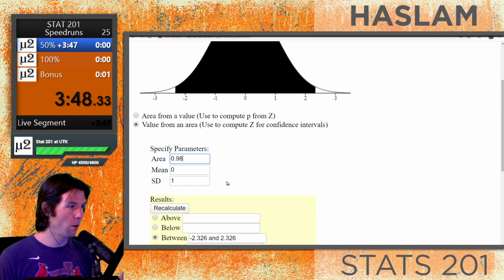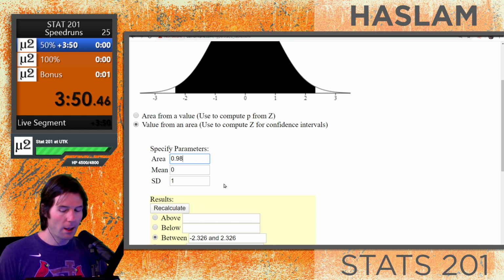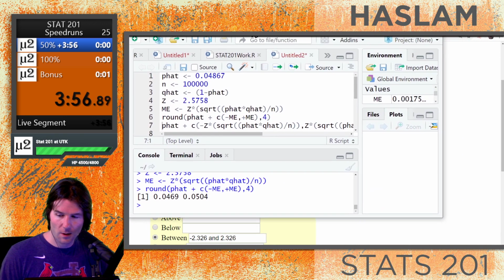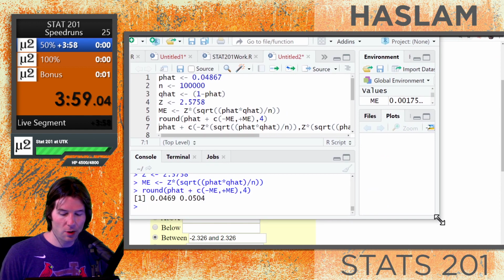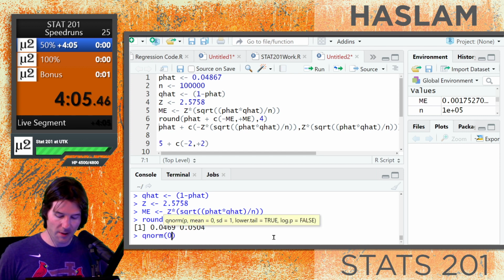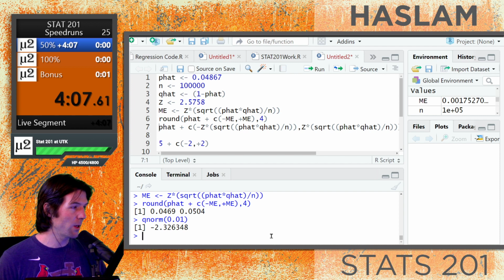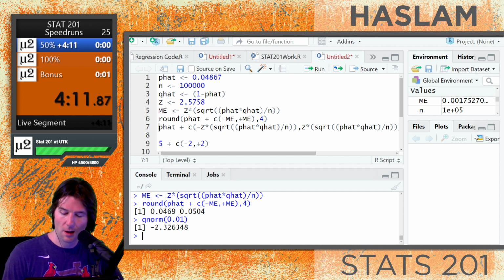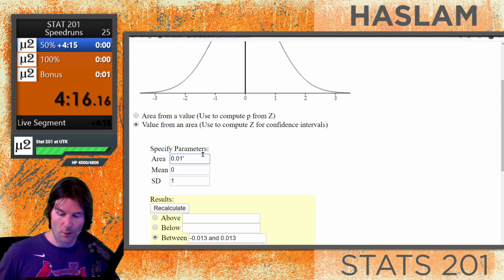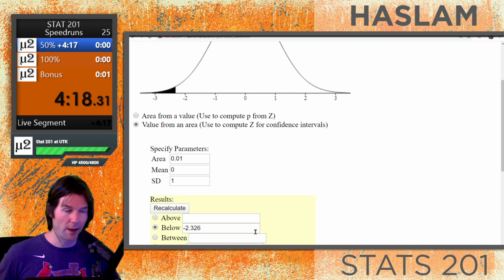You guys have seen me use code in the background before where I do it in R. If you were ever wondering why Brian often codes this in R, I'll write it down here so you can see it. I write qnorm, and I write something like this. What I was writing into qnorm was qnorm 1%, and it was solving for this number right here.